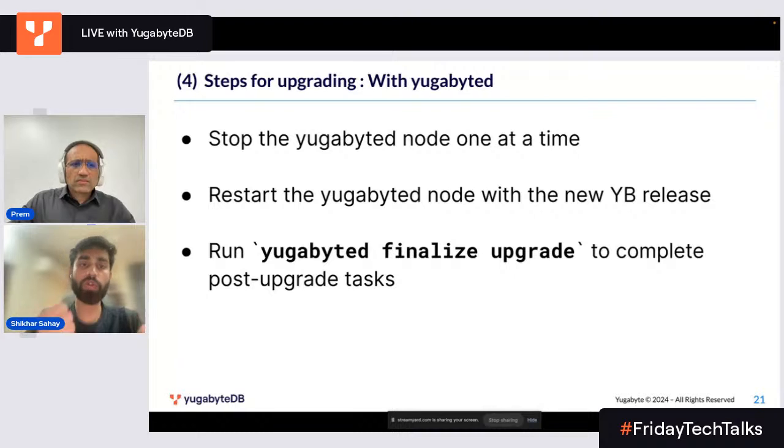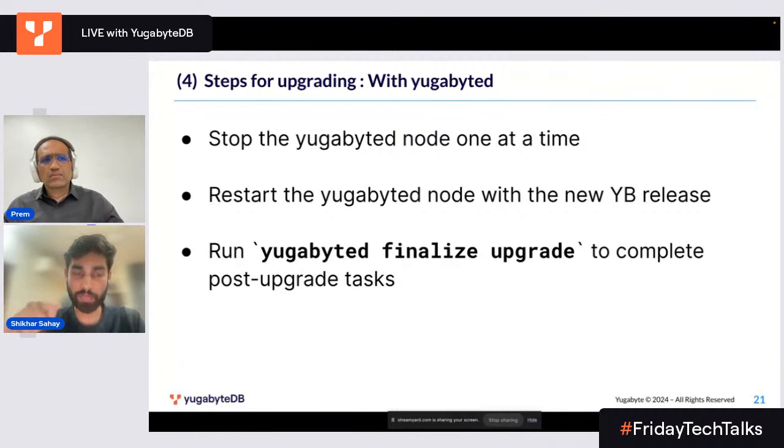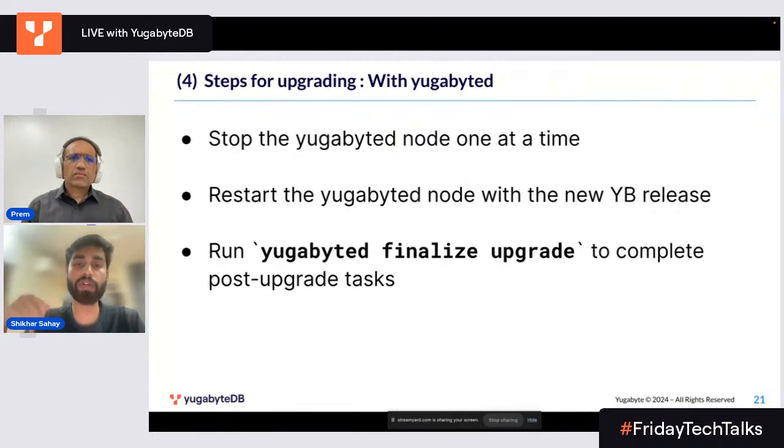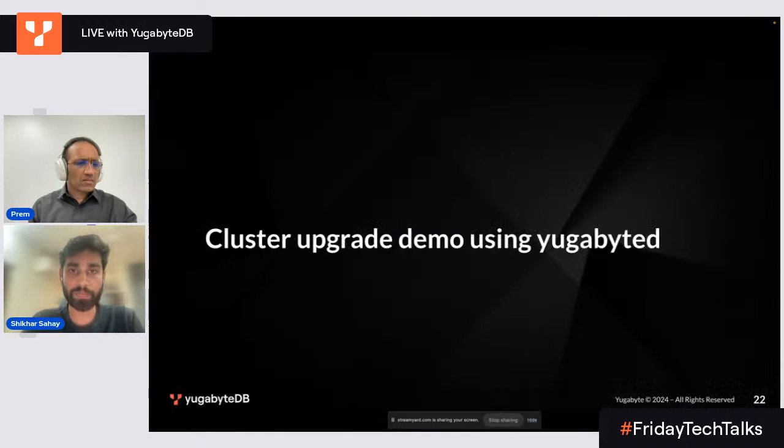What we have to do is go to the first node, stop that node in version V1, change the binary to version V2, restart the node in version V2, and do the same thing for the second node. We stop the node in version V1, change the binary to version V2, restart the node, and after this exercise is done for all 3 nodes, we should see that the cluster is now in version V2. Now, to finalize the upgrade, we have the YugabyteDB finalize upgrade command. This completes the post-upgrade tasks. The post-upgrade tasks are promoting the auto flags and upgrading the YSQL system catalog, which can be achieved by running our YugabyteDB finalize upgrade command.